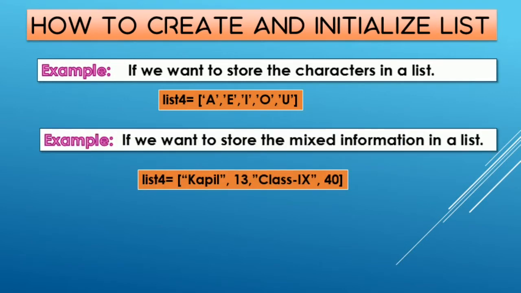In the same way, if I want to store mixed information, it is going to be stored in a list like this: a string in double quotes, then a comma, 13 is a number, then again a string, and again a number. That means it's mixed information, and that is also stored in the list. Now we have stored the information. The question is how we are going to display the information.